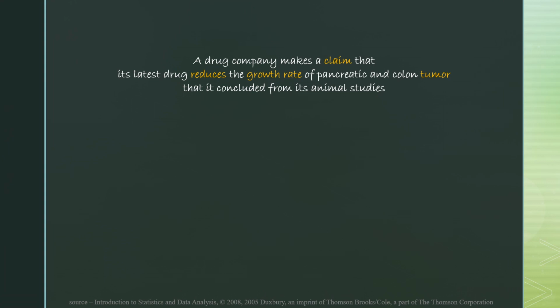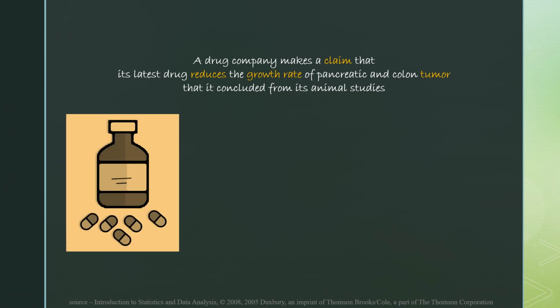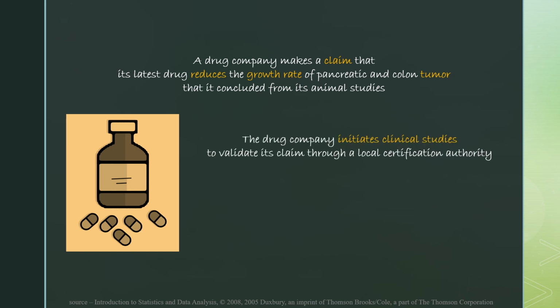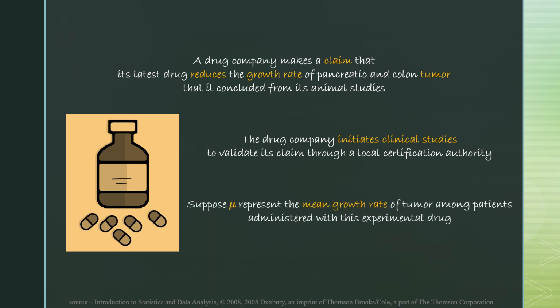Let's take another example. A drug company makes a claim that its latest drug reduces the growth rate of pancreatic and colon tumor, which it concluded from its animal studies. The drug company initiates clinical studies to validate its claim through a local certification authority. Suppose mu represents the mean growth rate of tumor among patients administered with this experimental drug, as estimated via the clinical trials involving randomly chosen patients with tumor.